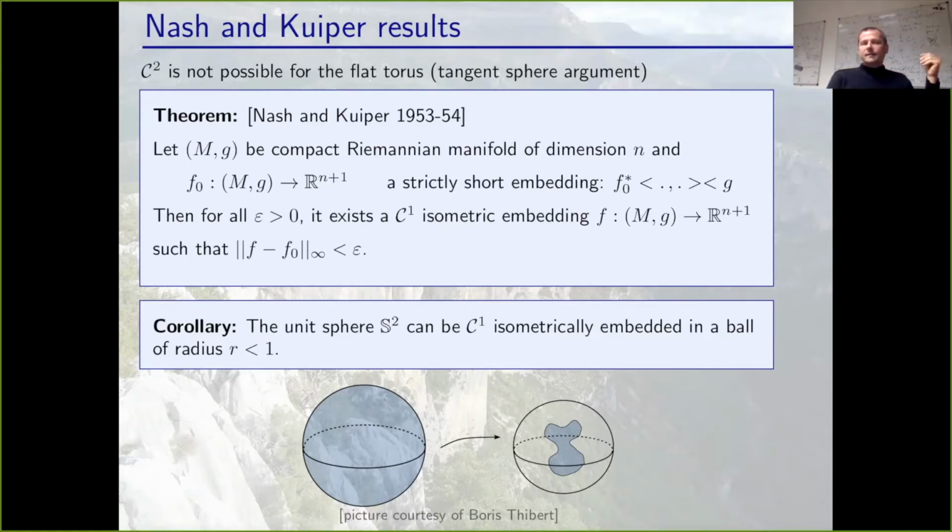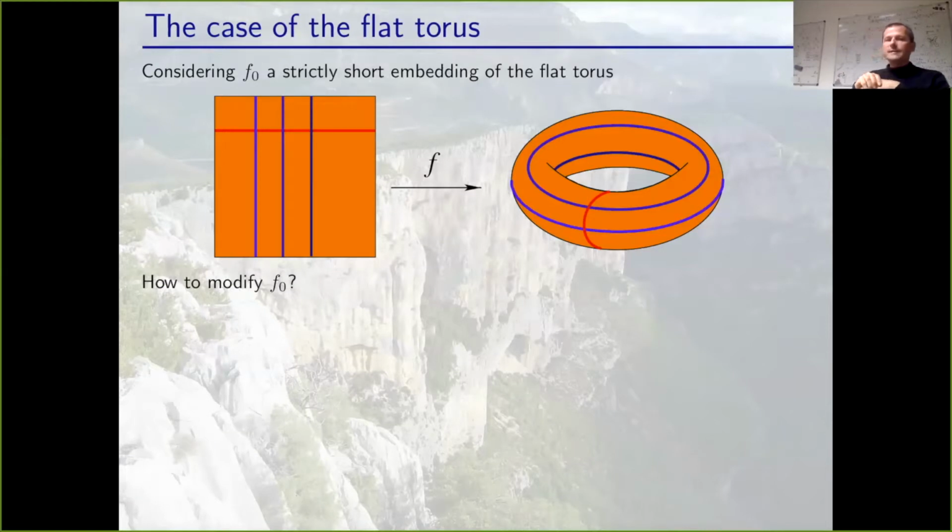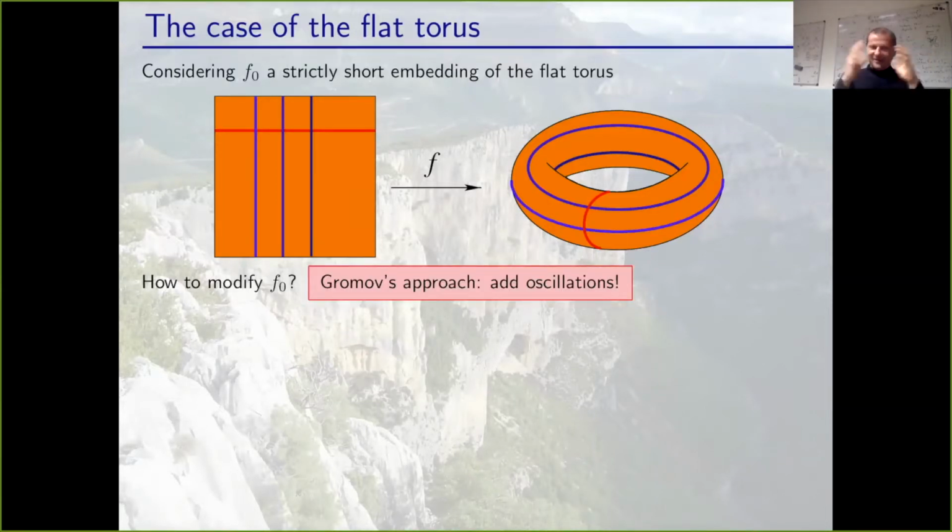Okay, so what was the approach of Nash and Kuiper, or more precisely, what is exactly the problem? So here in this drawing, which again is taken from slides from Boris Thibert, you have your flat torus, and you have closed curves in the flat torus, and you see that with the naive embedding, all these curves, which are supposed to have the same length, are transformed into curves with different length. So this is not an F, this is an F0. So the question is how to modify this F0 in order to get closer to something which is isometric. So this is not very difficult, at least intuitively, but then you have all the technical details.